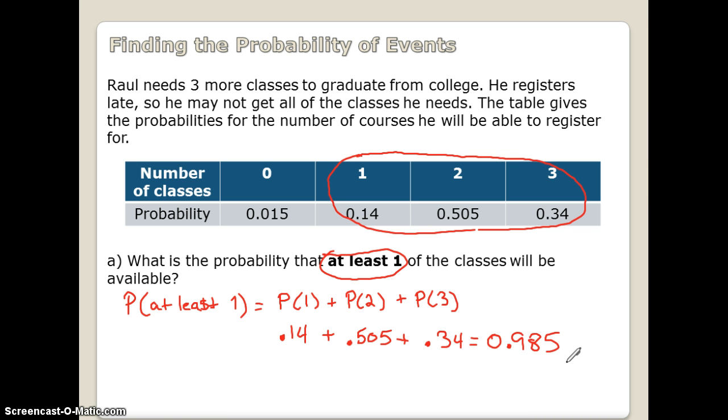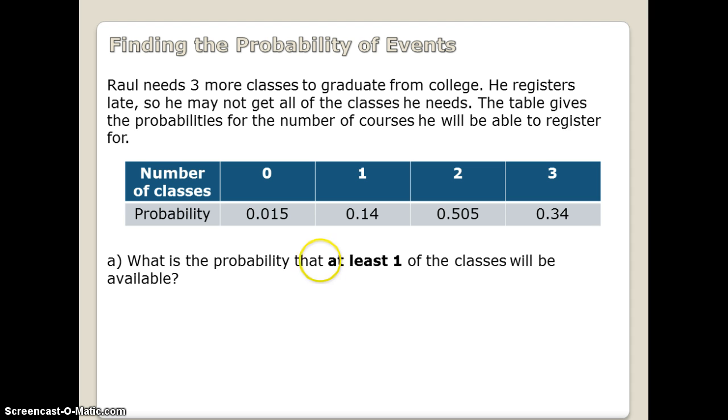So the probability of at least one of those classes being available is 0.985, or 985 thousandths. In these type of problems, you're just using what they give you. It says at least 1, so that means 1, and it also includes 2 and 3. So you're adding these numbers together. With that said, I want you to try this one.